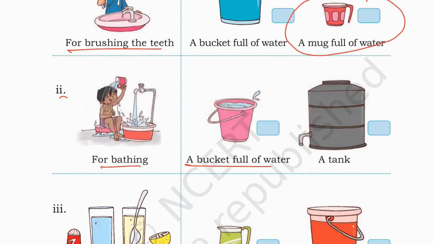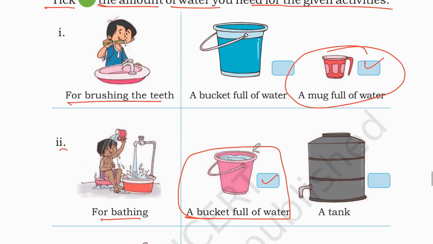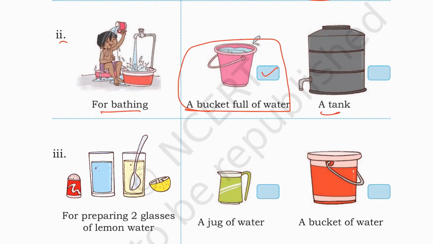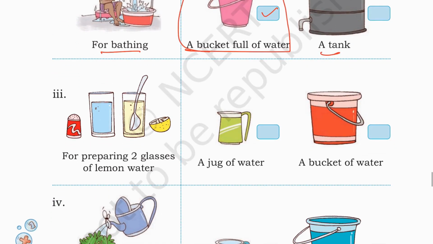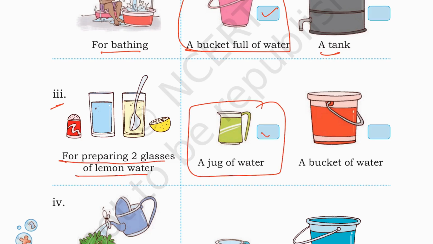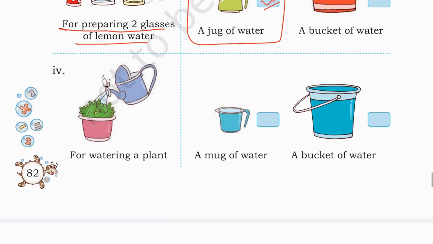For bathing you need a bucket full of water, not a tank. Third, for preparing 2 glasses of lemon, a jug of water is sufficient. For watering a plant, a mug of water is sufficient.